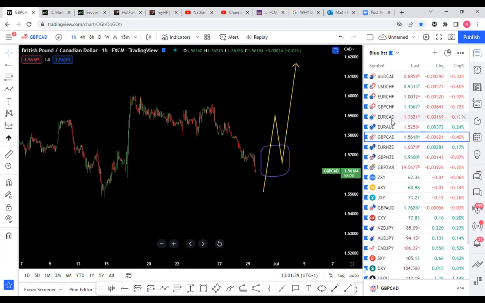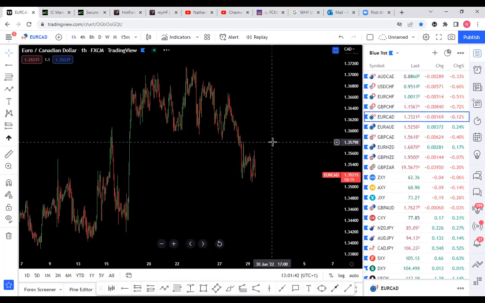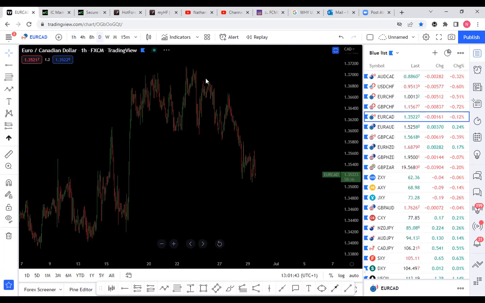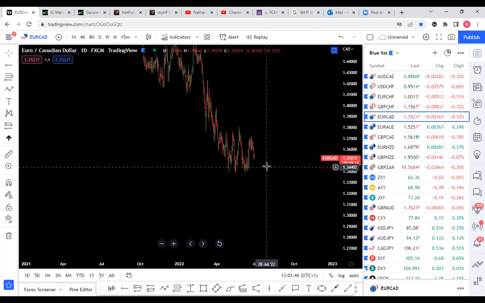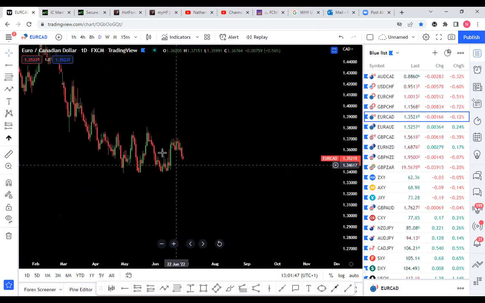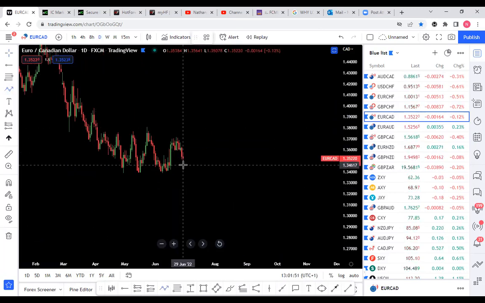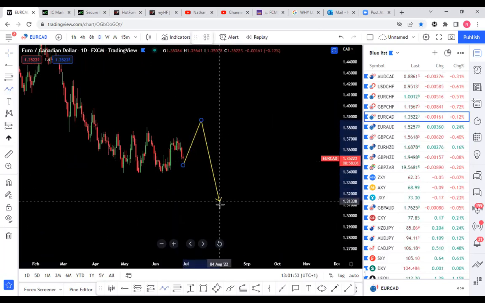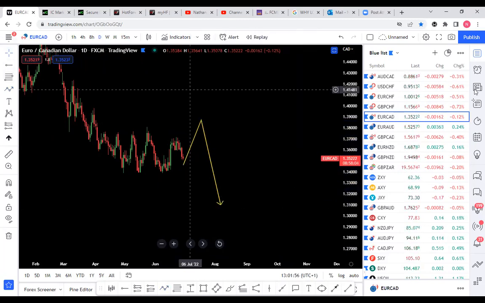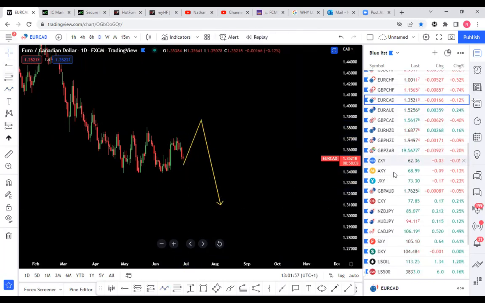Are we okay now? The same thing is applicable to Euro CAD. Of course, I've told you yesterday that there's no need for you to look for buy opportunities in Euro CAD, because even though it's buying, it's still going to flush down because Euro is terribly in bad shape right now.